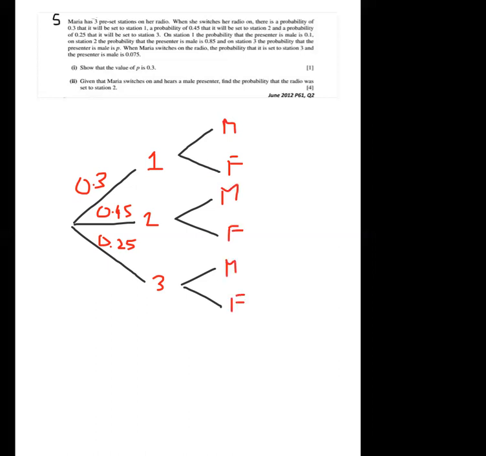Within station 1, the probability of male is 0.1 if I'm not wrong. So female will be 0.9, 1 minus 0.1. Within station 2, the probability of male is 0.85. Female will be 1 minus 0.85, that is 0.15. In station 3, male is P and female is 1 minus P.